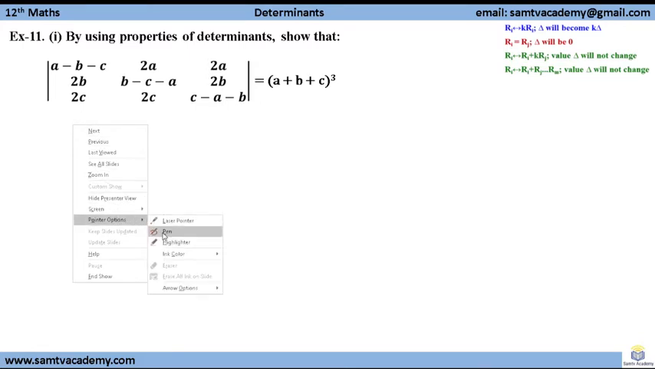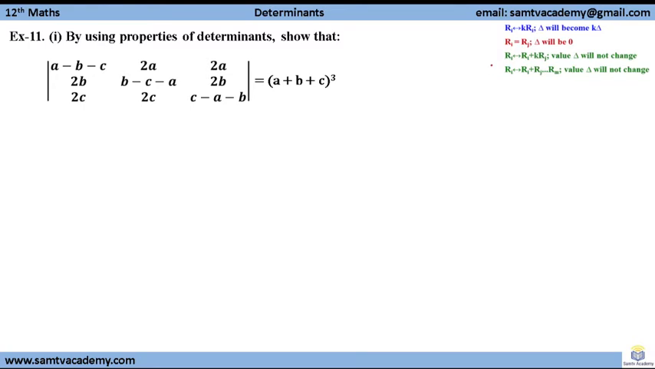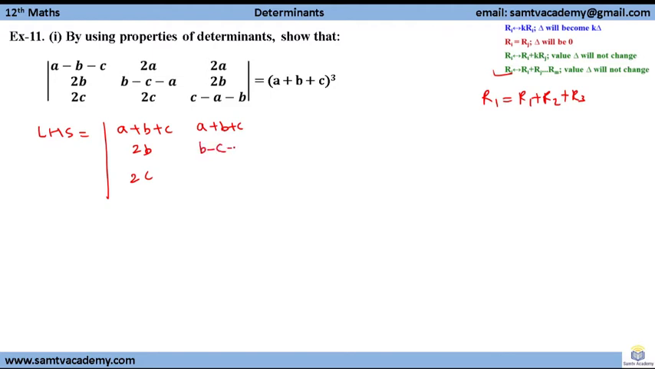So what is the first step? We are using these properties for reference only. I have written these properties here. So the first step is R1 plus R2 plus R3. We will start from the left hand side. What we will get is A plus B plus C, and the other terms will remain the same. Here similarly A plus B plus C, and the other B minus C minus A will remain the same, and this also will remain the same.